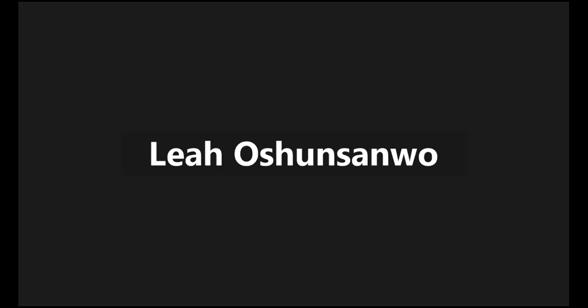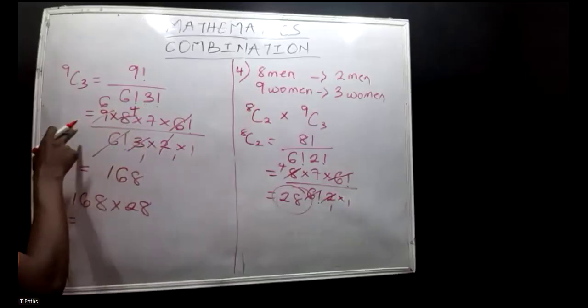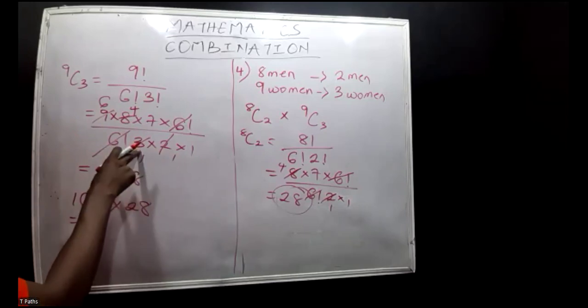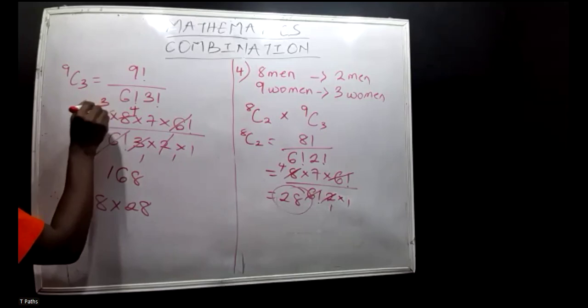6 times 4 times 7 is 168, but it's not meant to be 6 times 4 times 7. Okay, what's it supposed to be? We have 2 here, 1. 2 here is 4. Then we have 3 here, 1. Okay, 3 in 9 is what? 3 in 9 is 3, right?